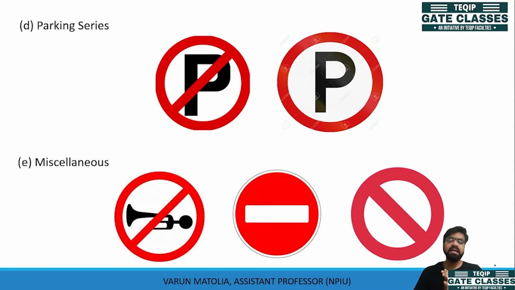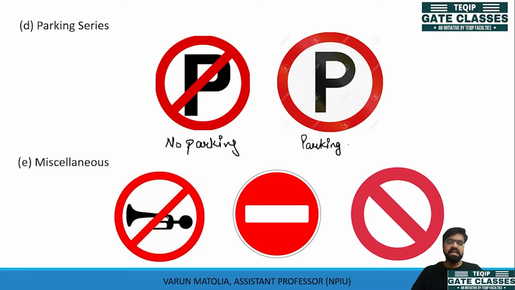Then we have the parking series signs, the signs which tell you about the no parking zone and the parking zone. If the P, the black legend, is crossed with this red line, this is a no parking sign. And if it is not crossed, this means you can park here. This is a parking sign.